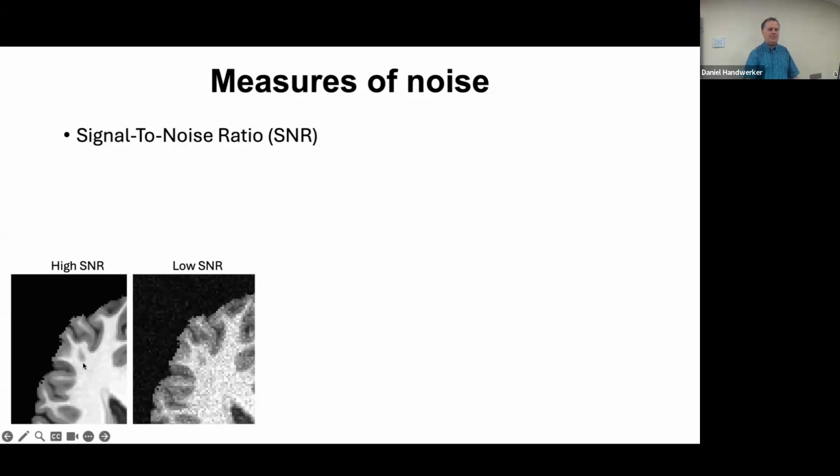So you take some measurement of the sample of interest, like inside the brain. You take some measurement of signal outside of the brain where you don't expect signal, and you divide it. So, for example, this would be a relatively high signal to noise image, versus a relatively low signal to noise image. It's the difference between the background and the foreground and the image of interest being a little bit less.